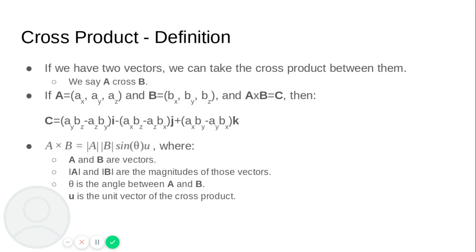But in the meantime, the cross product also represents the magnitudes of both the vectors multiplied together times the sine of the angle between them times the unit vector of the cross product. So sometimes that formula comes in useful if you want to find, for example, the unit vector of the cross product.